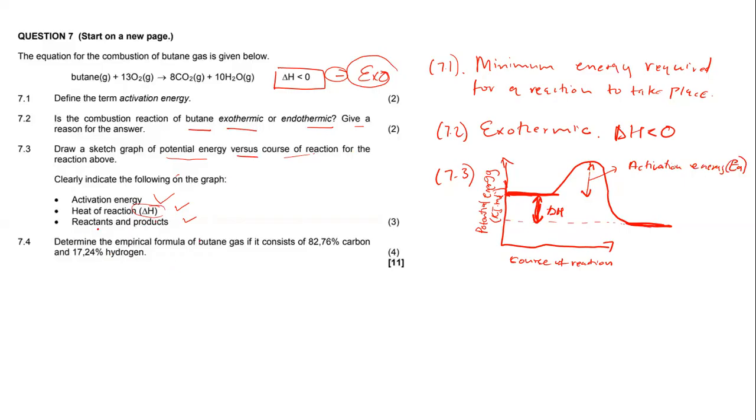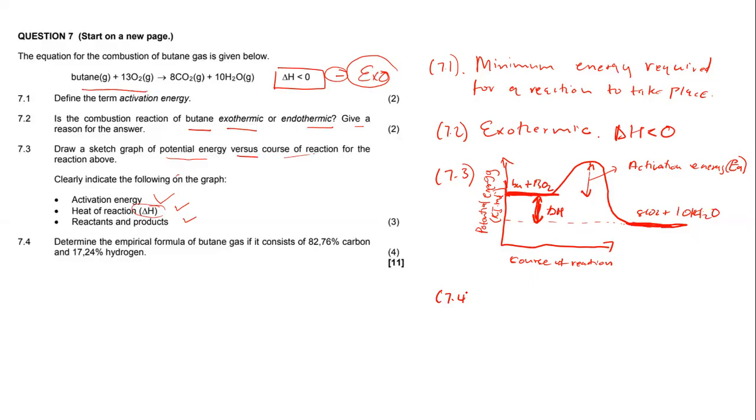And therefore, they want us to show what? The reactants and the products. So you see these reactants, just that I don't have enough space over there. You can write butane plus 13 of your oxygen. And then for this side, you write your products, which is your carbon dioxide and your H2O. This will be your product over there. I hope that was clear for 7.3.